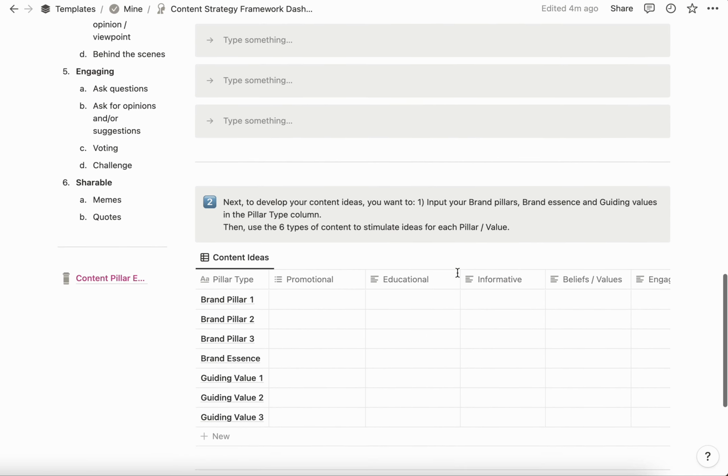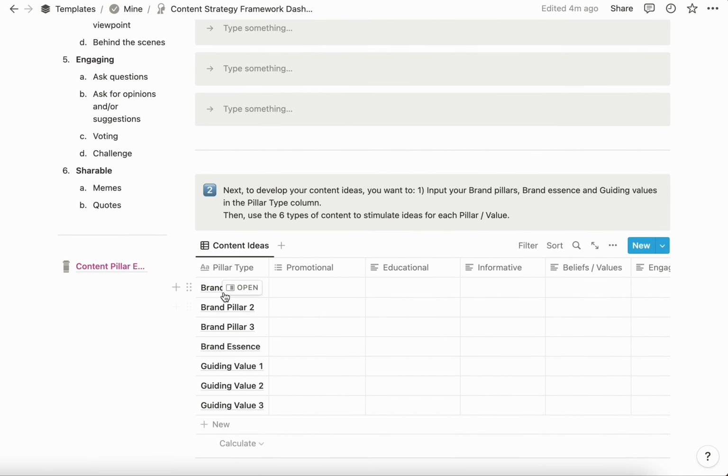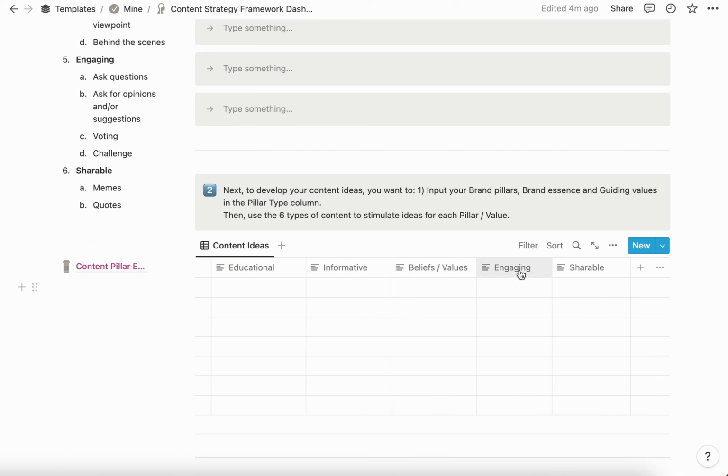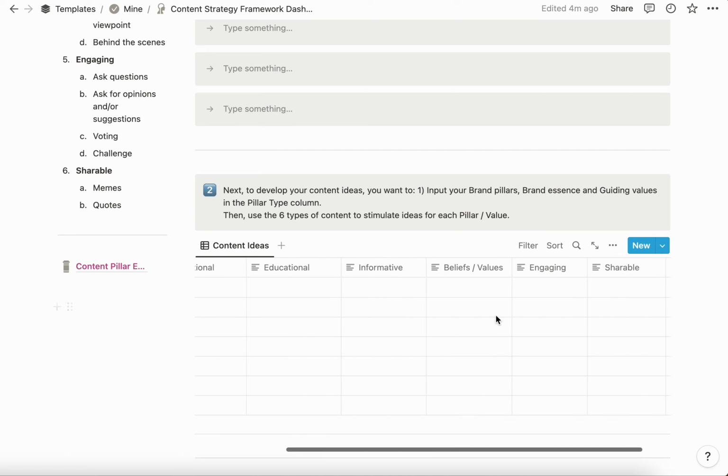What you do want to do, once you have those completed, is update your spreadsheet here with brand pillar 1, brand pillar 2, brand pillar 3, your brand essence, and then your guiding value 1, 2, and 3. So those will appear on the left side of your spreadsheet. Then we've got our 6 different types of content up here. So we've got our promotional, educational, informative, beliefs and values, engaging content, and shareable content.